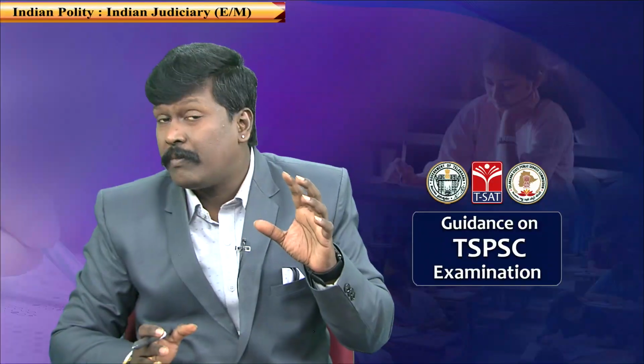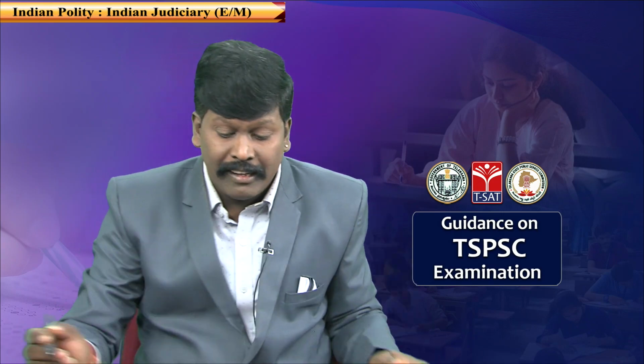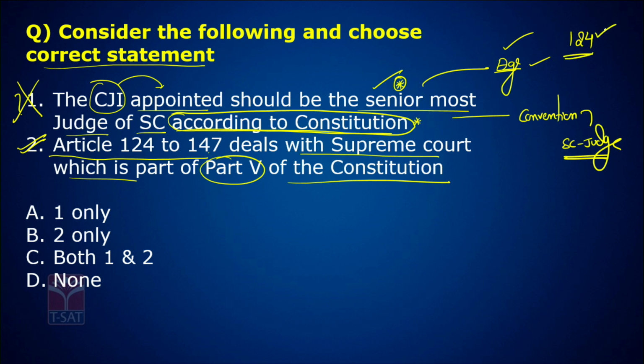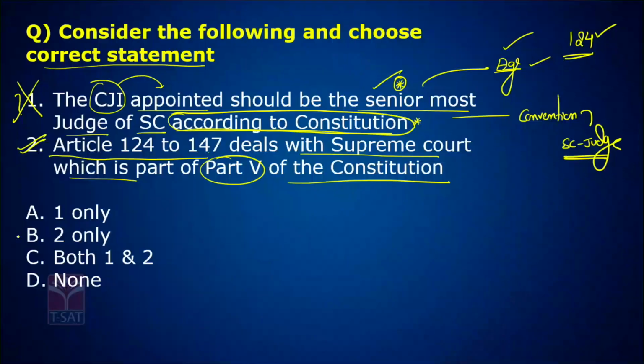Nowhere in the Constitution it is mentioned that the senior most judge of the Supreme Court should be appointed as CJI. This is as per a convention, or as per the Supreme Court judgments. We follow this, not as per the Constitution. Article 124 talks about the appointment of the judges, and nowhere it says that the senior most judge must be appointed as the Chief Justice of India. But after 1970s, the Supreme Court made it mandatory for a senior most judge to be appointed as the Chief Justice of India by the President. So this is wrong. The answer is B.